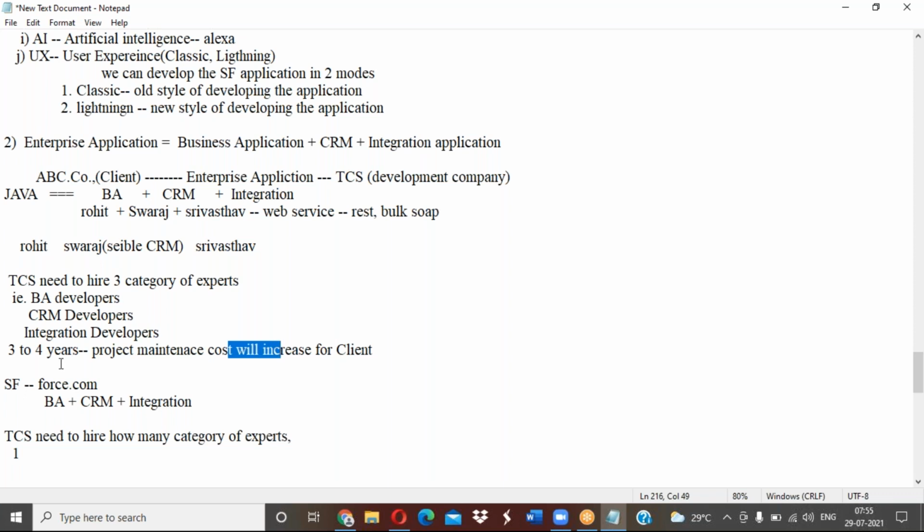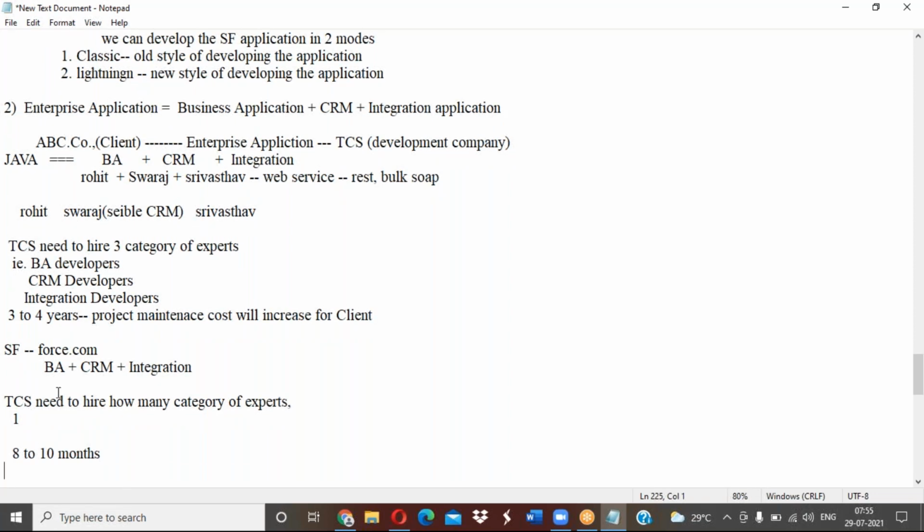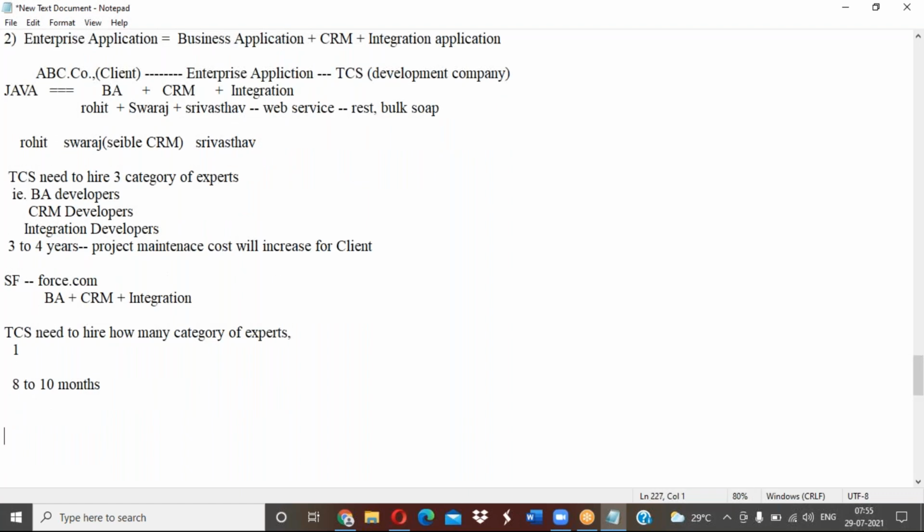Reduced. Yes. And also, we can develop the entire application within a very short span of time. Within 8 to 10 months, we can complete the entire project. All of you understand? Yes or no? Because in Salesforce, we are going to learn how to develop the business application, how to develop the CRM application, and how to develop the integration application. Listen carefully and try to understand this point.